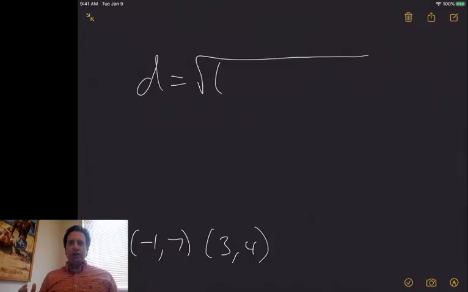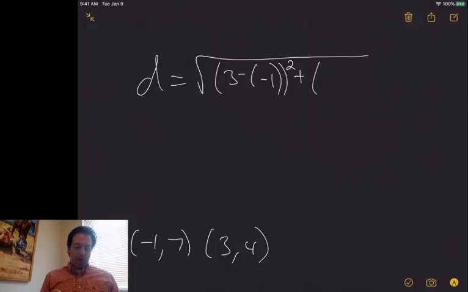I'm going to do my x coordinates first, and it doesn't actually matter with the distance formula what order you do the subtraction in, because ultimately we're squaring the value, so we'll always end up with a positive value. So I'm going to do 3 minus -1, and we're going to square that. And I'm going to add to that the difference in my y coordinates, which is 4 minus 7, and square that.